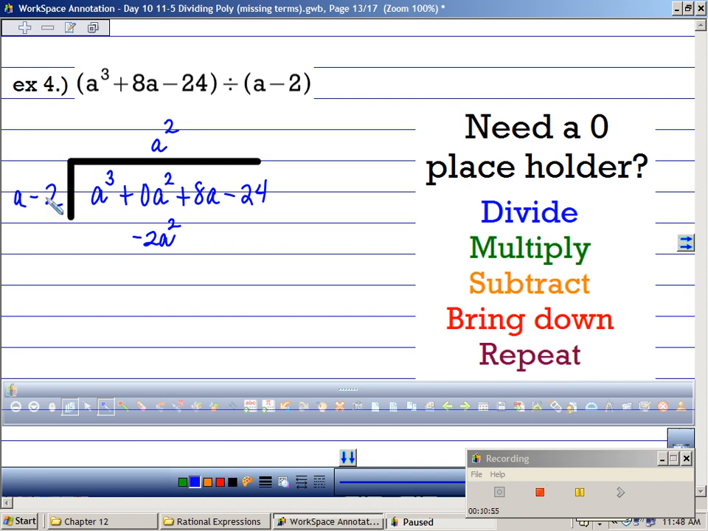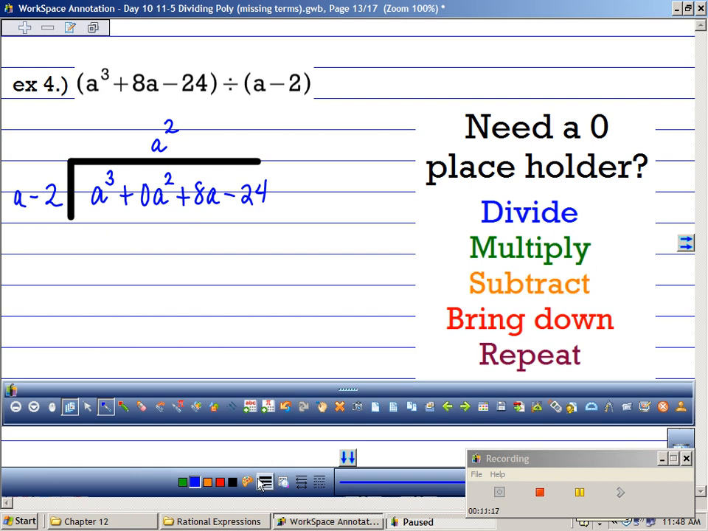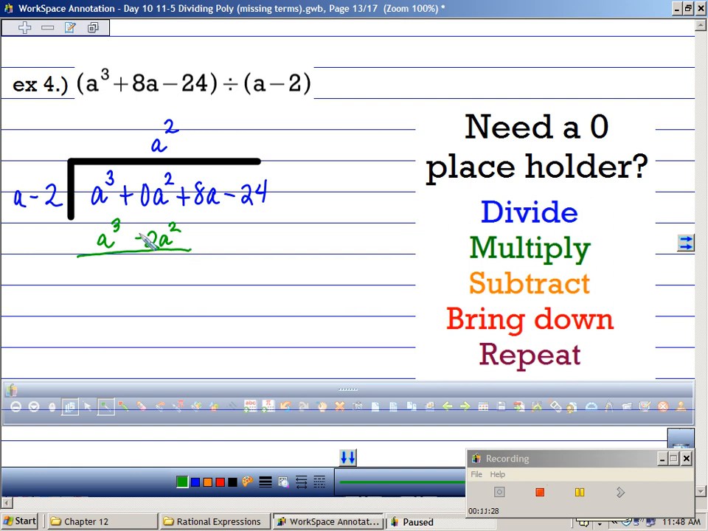Then I'm going to multiply it by what, Jesse? Well, we multiplied it by -2. That's the ones place. Now what are we going to multiply by? A, which makes a cubed. It's not pretty. So I've got -2a squared. Draw the line, change the sign, this goes away.